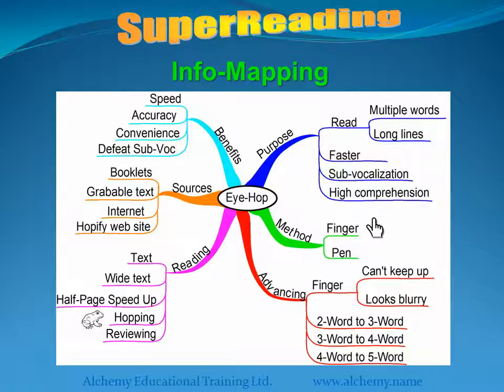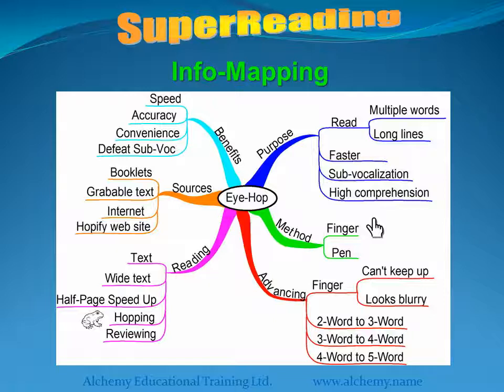Let's move on to method. We use our finger or a pen to guide our eyes. And in red, advancing, when our finger either can't keep up with our brain or when our finger looks blurry. We move from the 2-word to the 3-word, 3 to the 4, and 4 to the 5. Now let's move over to the purple, reading.